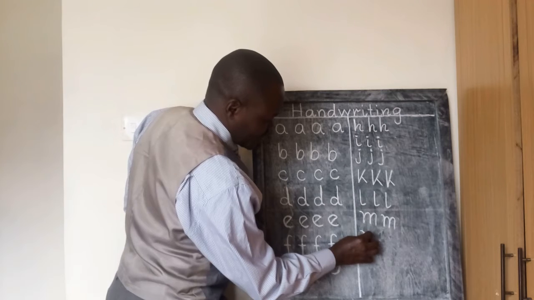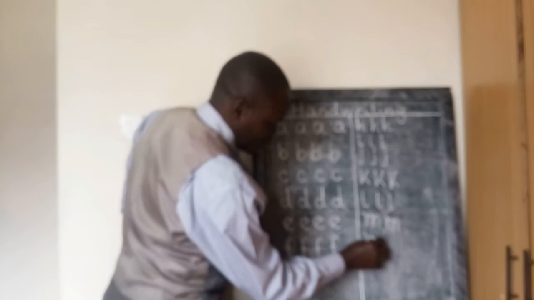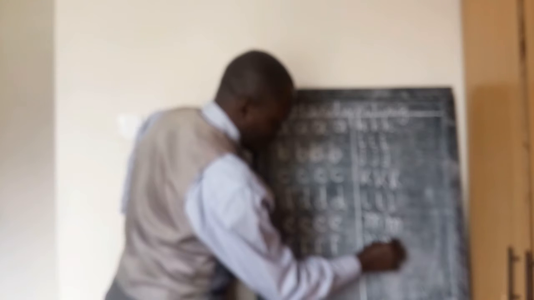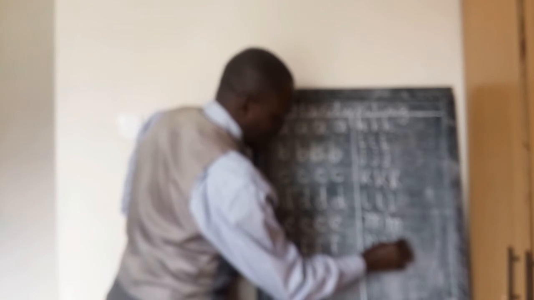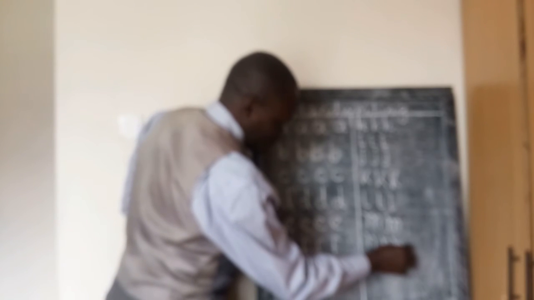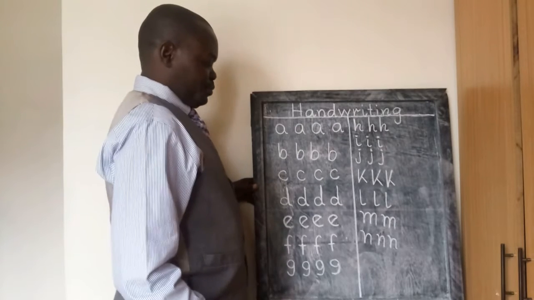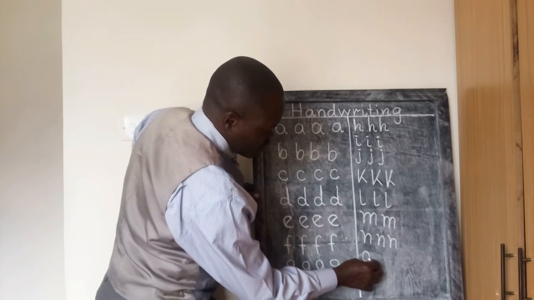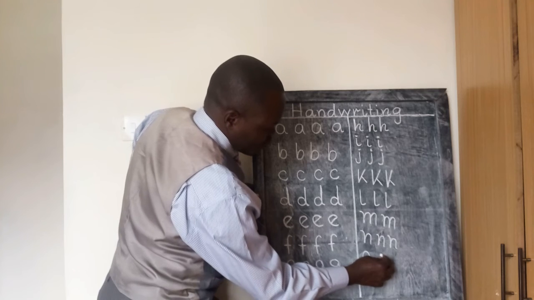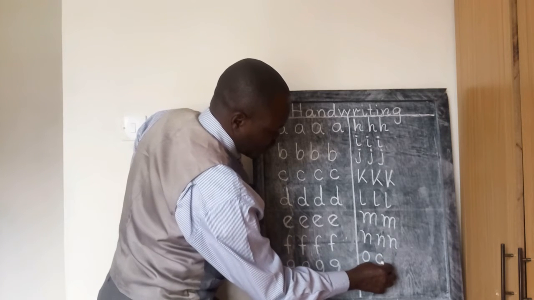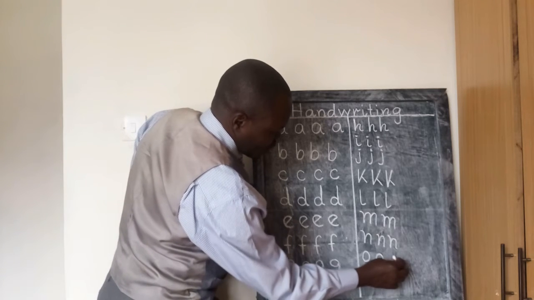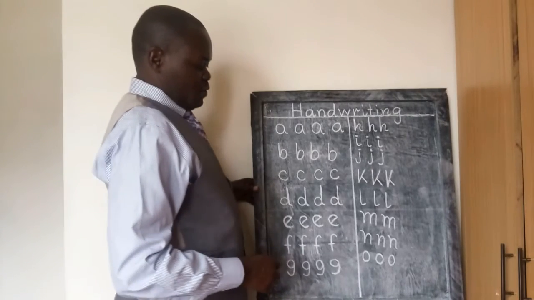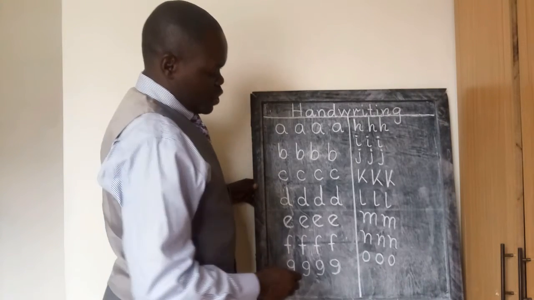N, we have just said that, write that. N, like that. O, don't write O like a zero. Make it a bit spherical. O. Then how do we write P?